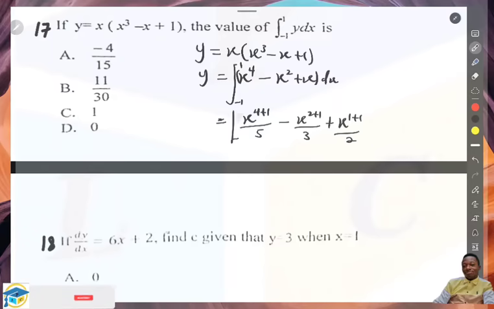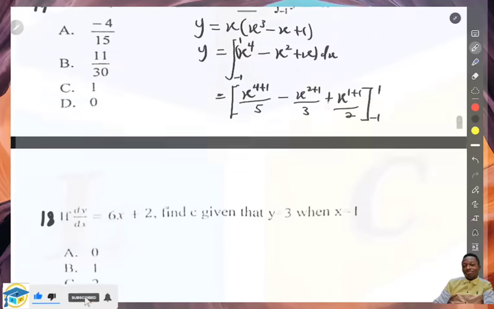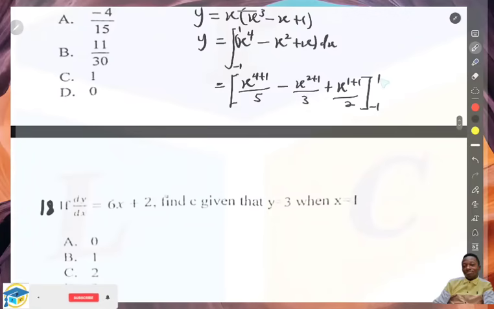Okay, we call this a definite integral. We have the limits here, 1 and negative 1. Once you're able to get this, we'll find the substitution of 1 into this expression and at the same time the substitution of negative 1 into this same expression. After that, we'll take the difference between the two. Okay, so that's what we're going to do. Let me bring it down a bit. So we're going to have here what? X to the power of 5 divided by 5 minus x to the power of 3 divided by 3 plus x to the power of 2 divided by 2 with our limits 1, negative 1.